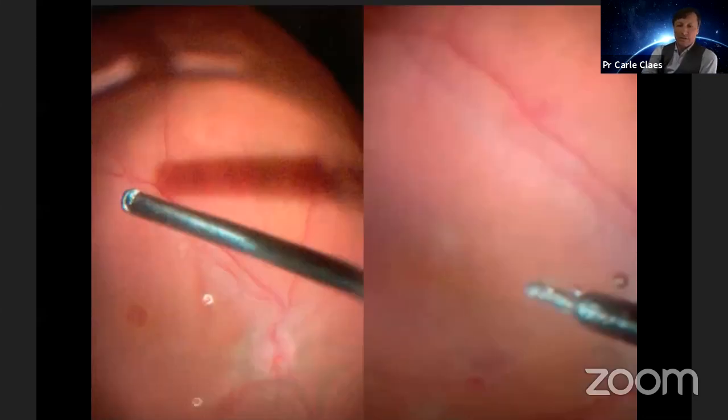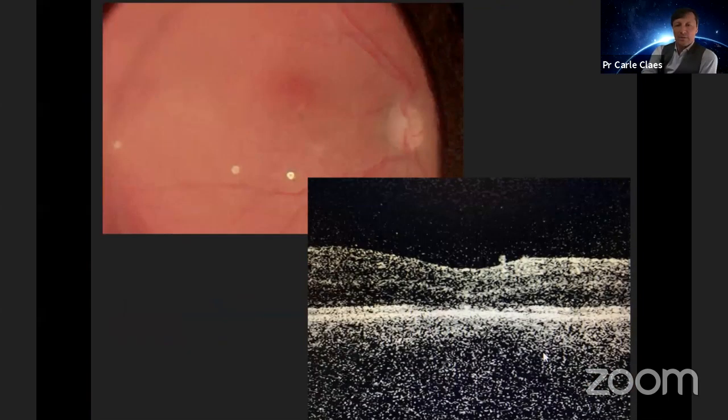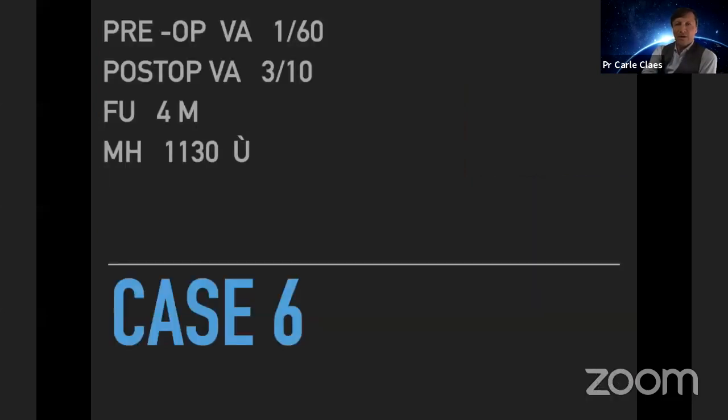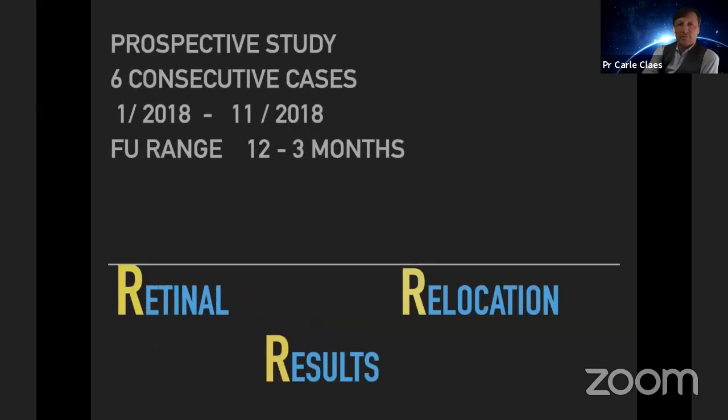The same in this patient with a bilateral chronic macular hole in an older patient. We used our technique and we could reconstruct the coastline also in this patient very soon after the surgery, with an improvement of visual acuity to 3 on 10 after 4 months. And now even at 1 year, she has more than 5 on 10 in this macular hole.